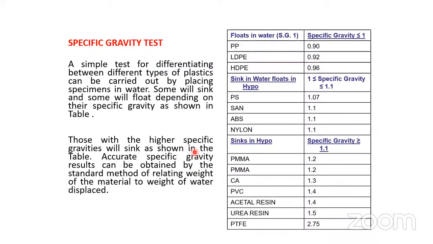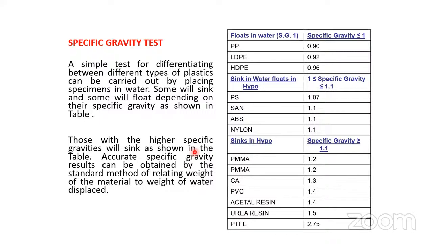Then the specific gravity test. Like the flotation test, where we observed whether the material is floating on water or sinking, a specific gravity test is a simple test for differentiating between different types of plastics. It can be carried out by placing the specimen in water. Some will sink and some will float depending on their specific gravity, as mentioned in the table.